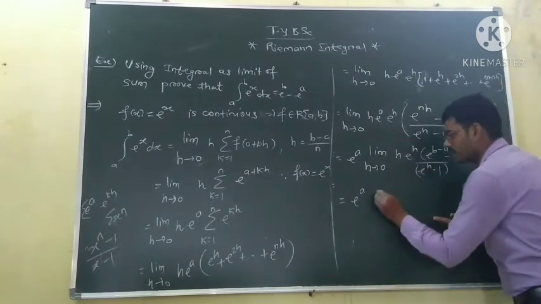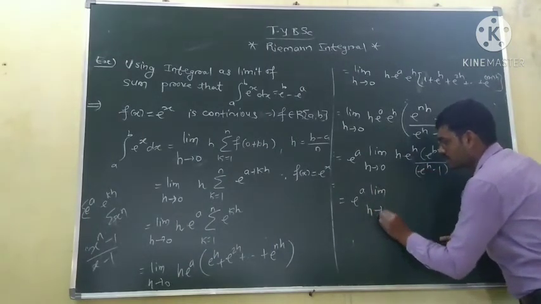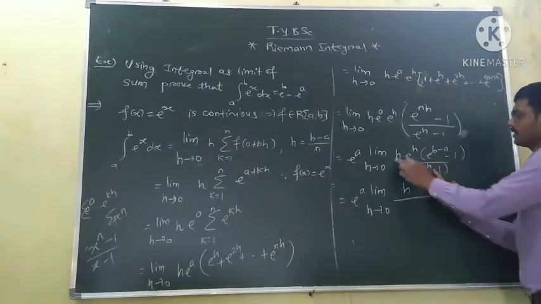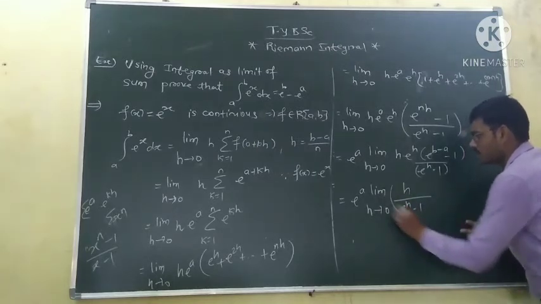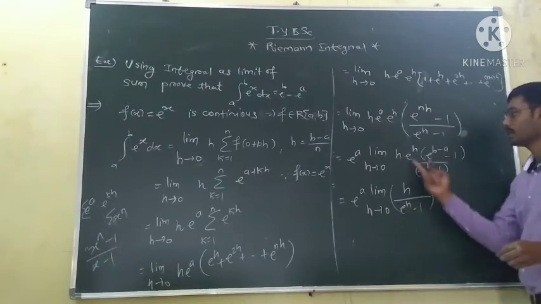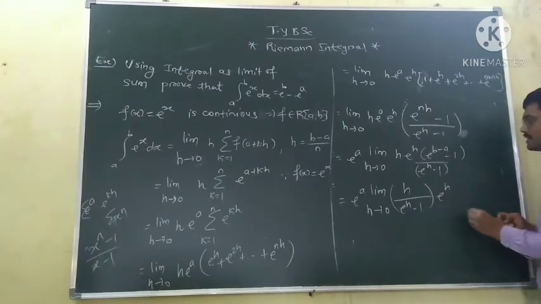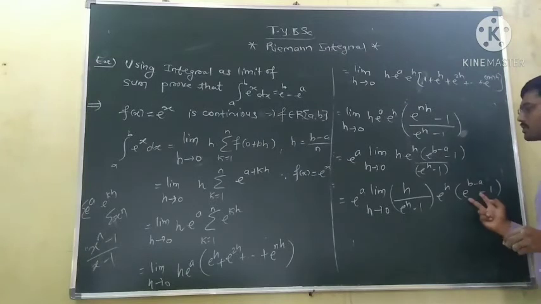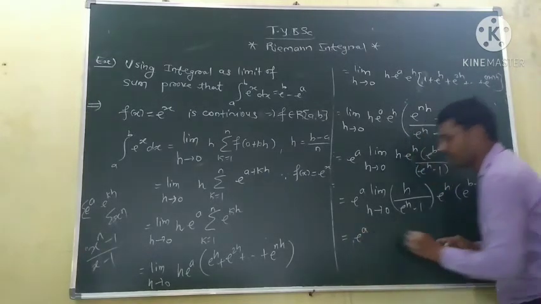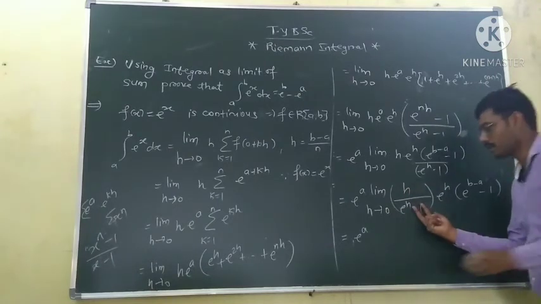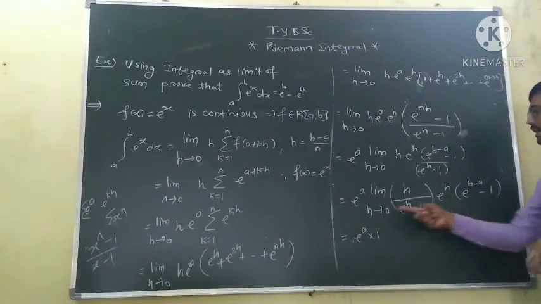So here it is limit h tends to 0, this h as it is, upon we write in the denominator e raised to power h minus 1, because we know the limit of h tends to 0 of h upon e raised to power h minus 1 is 1. This e raised to power h as it is, and this e raised to power b minus a minus 1 as it is. So now this is equal to e raised to power a, into 1.